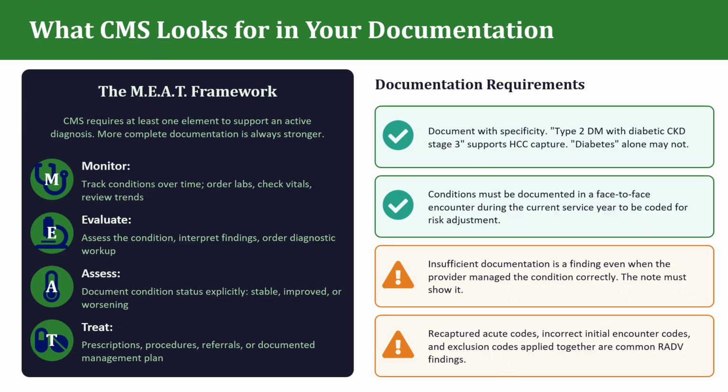The big thing I want to drive home is specificity. A note that just says diabetes may not cut it. A note that documents type 2 diabetes with diabetic CKD stage 3 gives the auditor exactly what they need. It gives them the full specificity on that diagnosis. Documentation also has to happen in a face-to-face encounter. That's just required, and in the current service year.